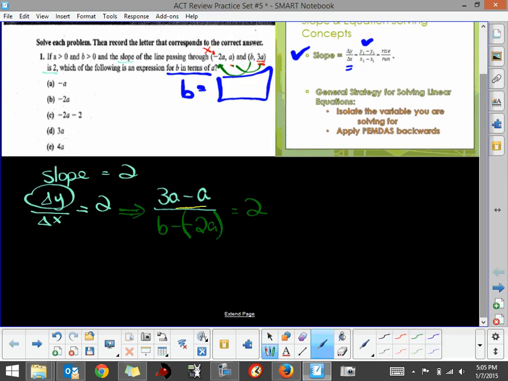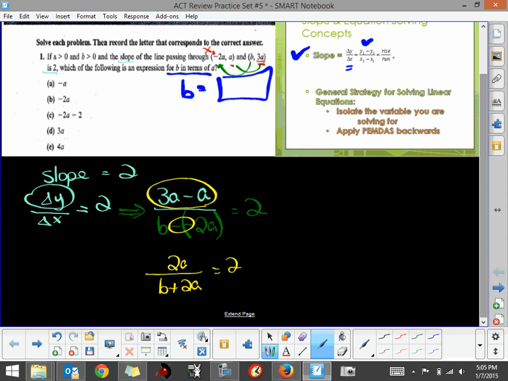So now I'm going to collect the like terms. A 3a minus an a is 2a. So that's the change in my y's. On the bottom, that b minus a negative 2a, I'd like to turn the minus a negative into plus 2a, and that equals 2.